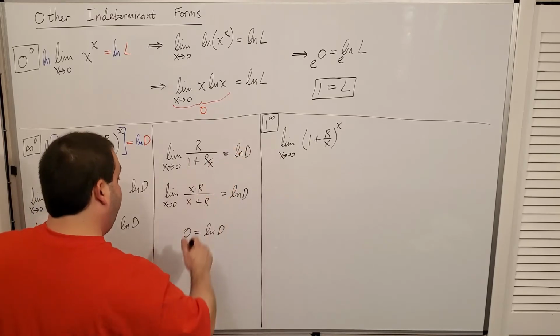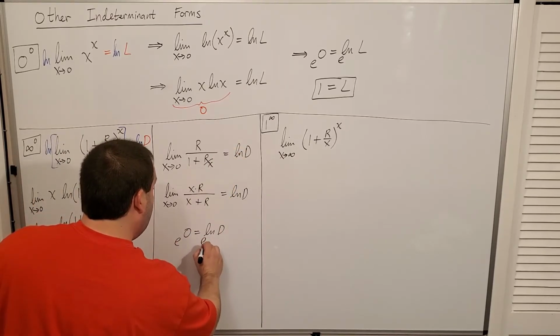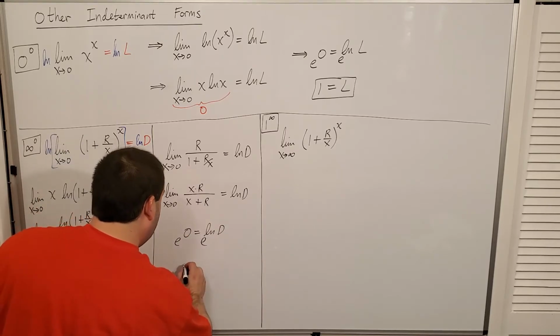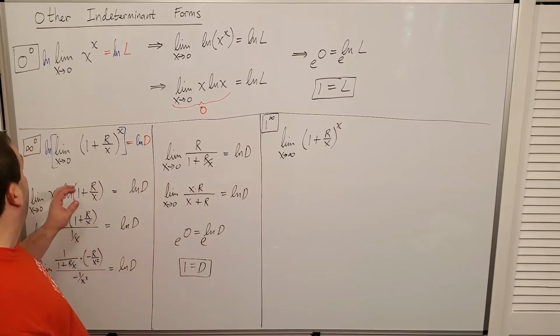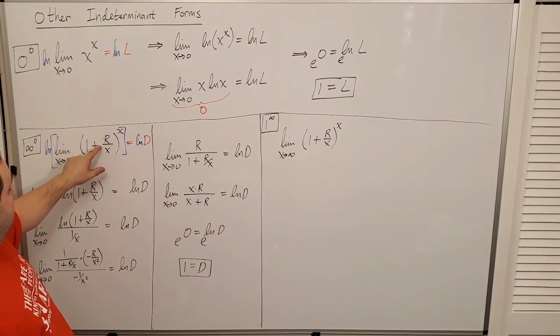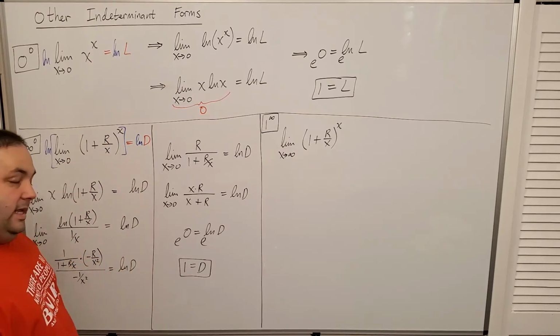And then, of course, just like before, I raise a base e on both sides so that these will go away, and anything to the 0 is 1. So therefore, the value of this original limit as x goes to 0 of 1 plus r over x to the x is 1.